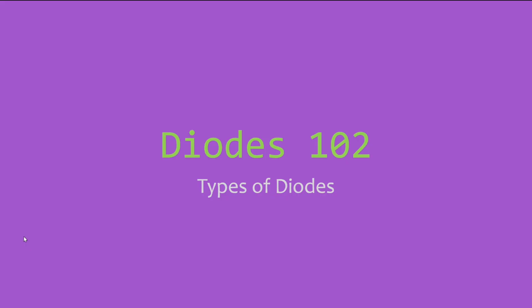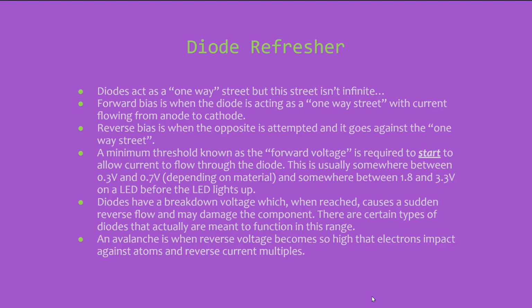Hello. We've previously talked about diodes, including mentioning their specific types, ratings, and models, but in this video, we'll be covering them in further detail. Okay, let's start with a little refresher on diodes. In the classic sense, they act as a one-way street. Current can only flow in one direction.